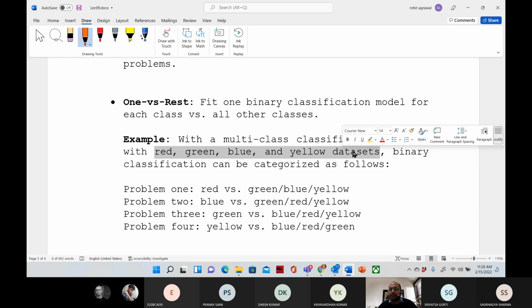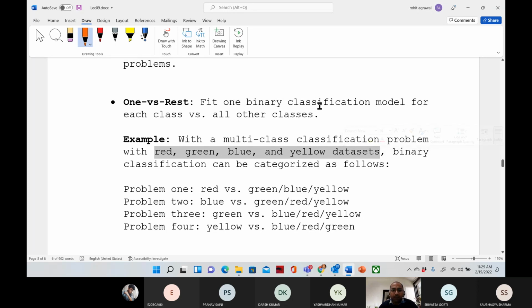So how does it work? Because we discussed binary classification, so we are familiar with binary classification. In binary classification, we find the probability and we set some threshold. If the probability is greater than this threshold, then it is in the first class. If the probability is less than that threshold, then it is in the second class. But what will we do when we have more than 2 classes?